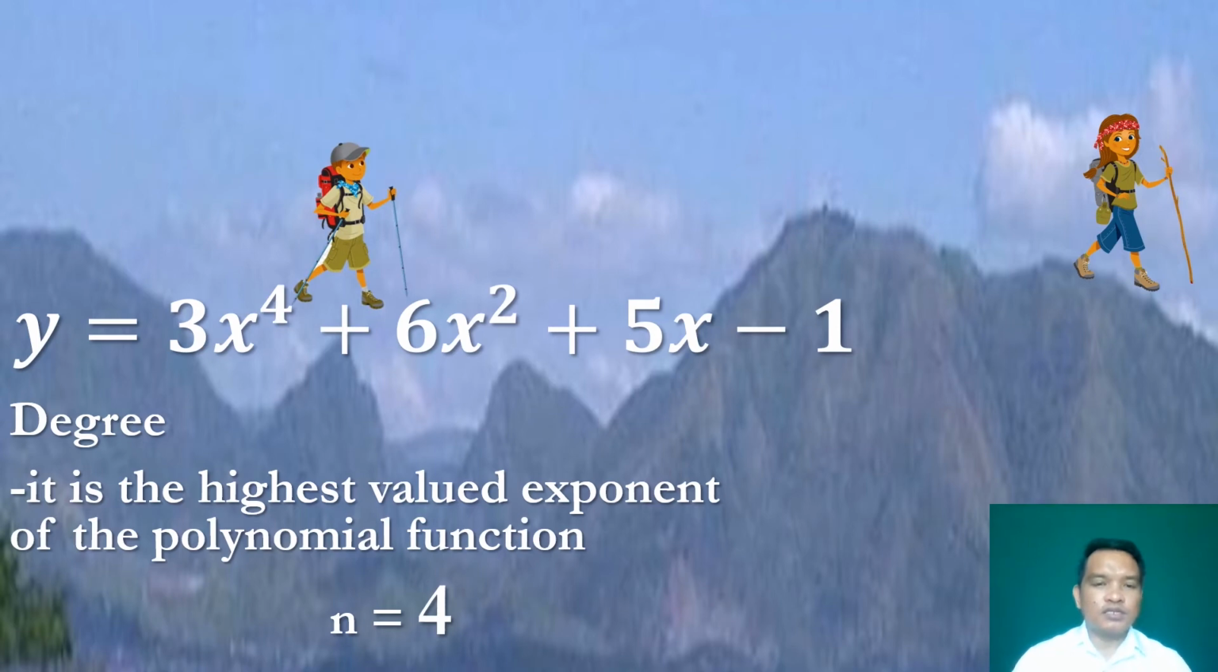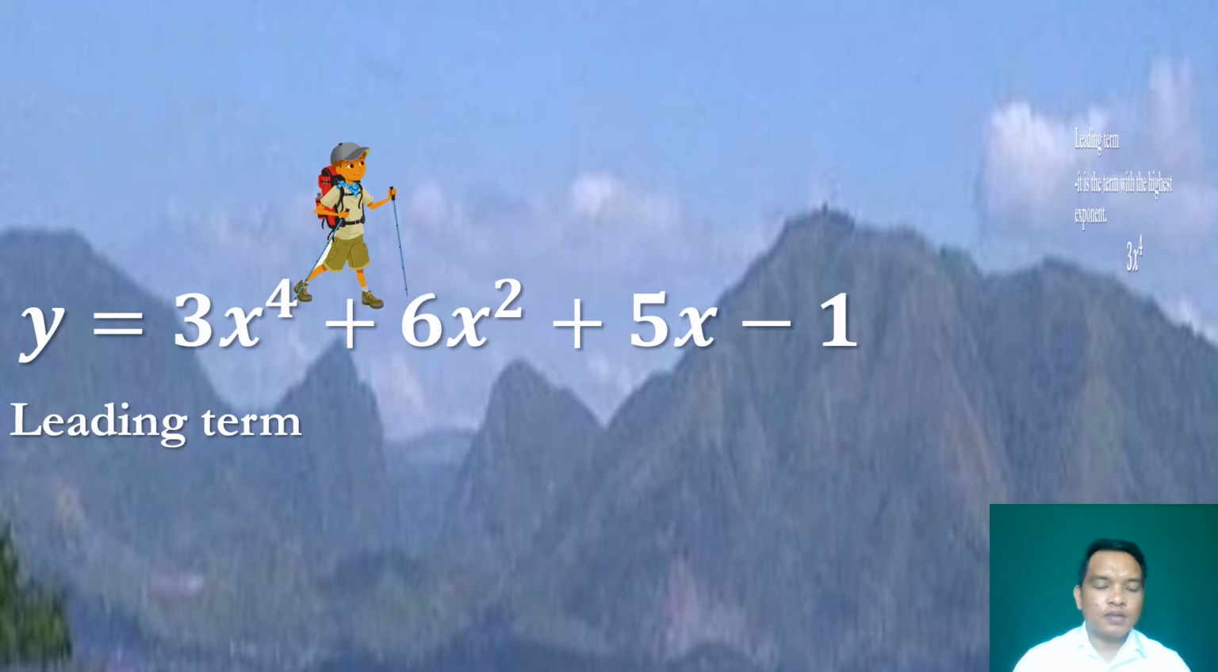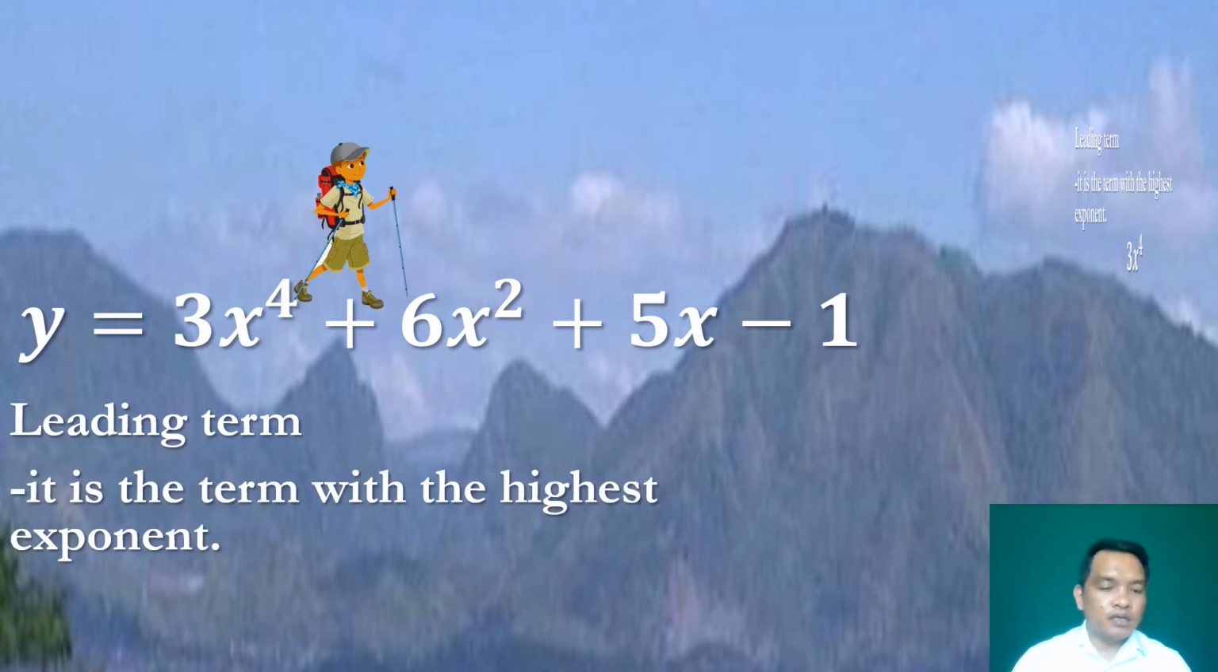Ayan, umusad na si Bernard sa kanyang paglalakbay. Ano naman ang leading term? Leading term is the term with the highest exponent. Alin ba sa mga term dito sa ating given polynomial function ang may highest exponent? Tama, it is 3x raised to 4. So ito ang term natin na may highest exponent.